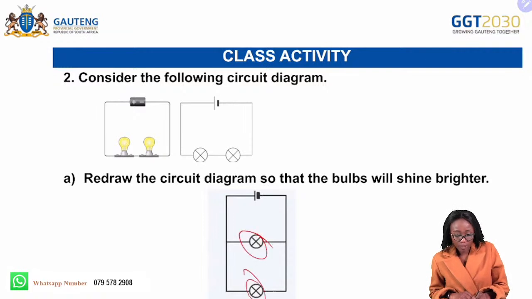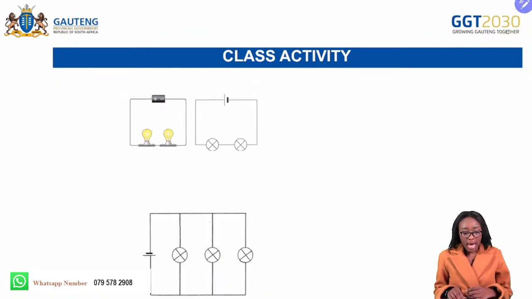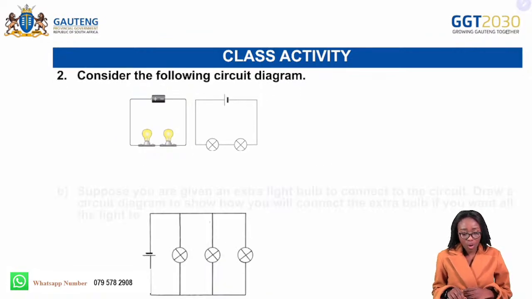We have our bulb 1, bulb 2, and our power source. Simply draw a parallel circuit. And then, there we go for our part B.